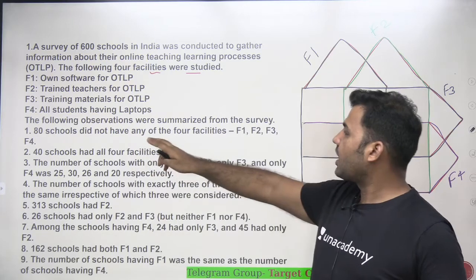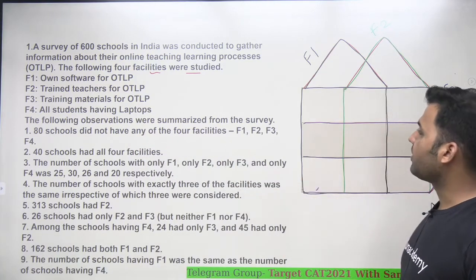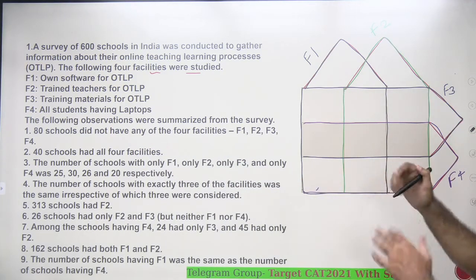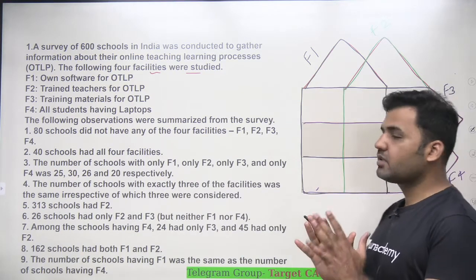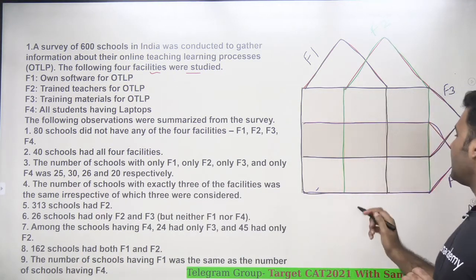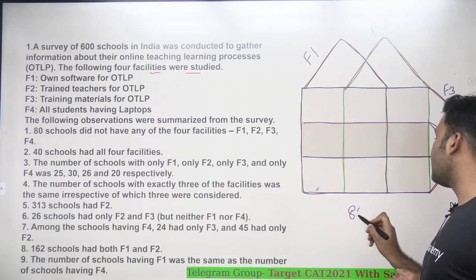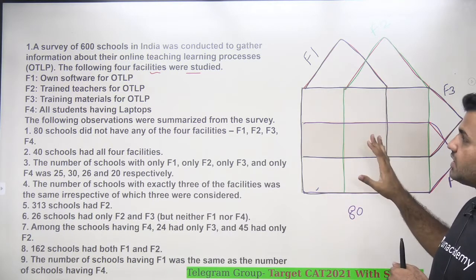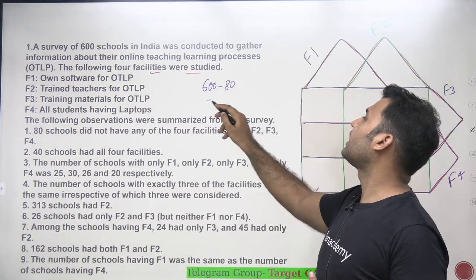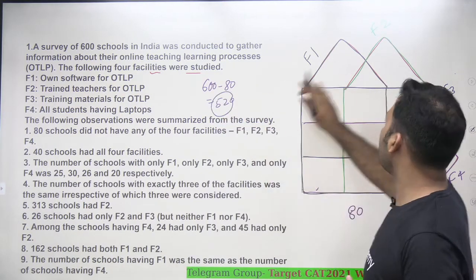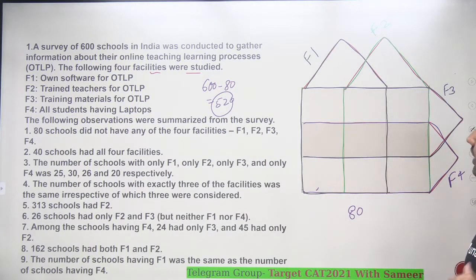80 schools did not have any of the 4 facilities, F1, F2, F3, F4. So the total number of schools that we have is 600, and it says 80 schools did not have any of these facilities. So the value 80 will be outside of this set. So out of 600, 80 did not have any facility. So can I say the union of all these 4 sets will be equal to 520.